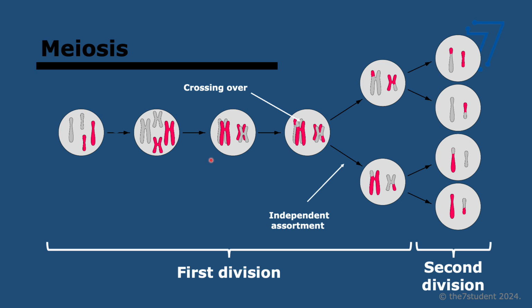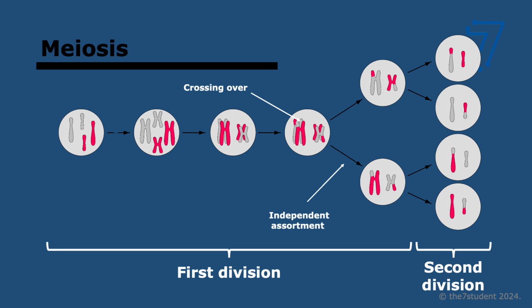And at this point, they do what's called crossing over, okay? So crossing over is when the homologous chromosomes exchange DNA. And this provides new combinations of alleles, okay? Because remember, one of your chromosomes comes from your mom, the other from your dad. So by crossing them over, you get new combinations of alleles, okay? That's quite important. Then the homologous chromosomes line up at the equator, like in mitosis.